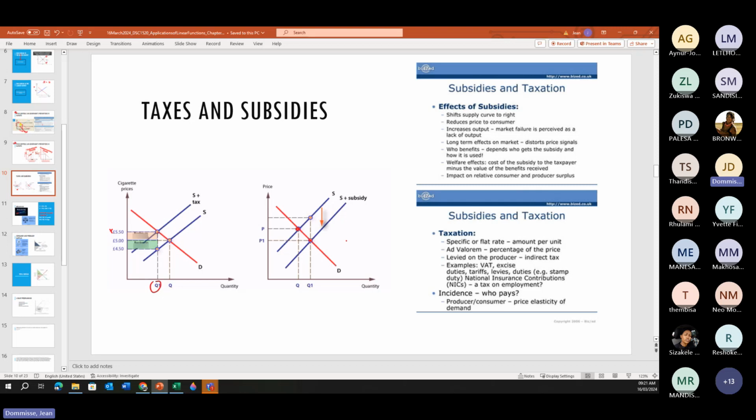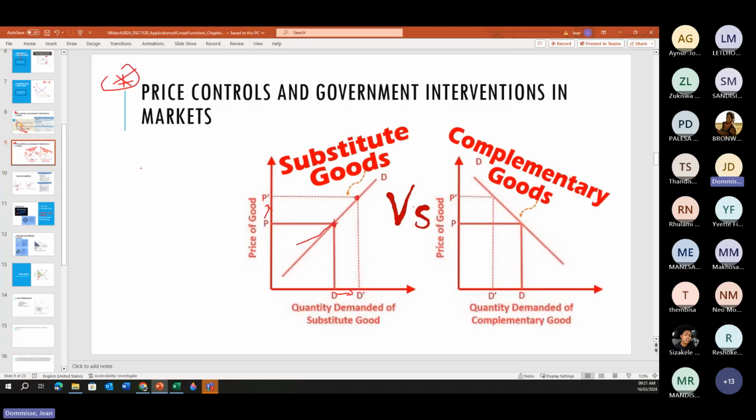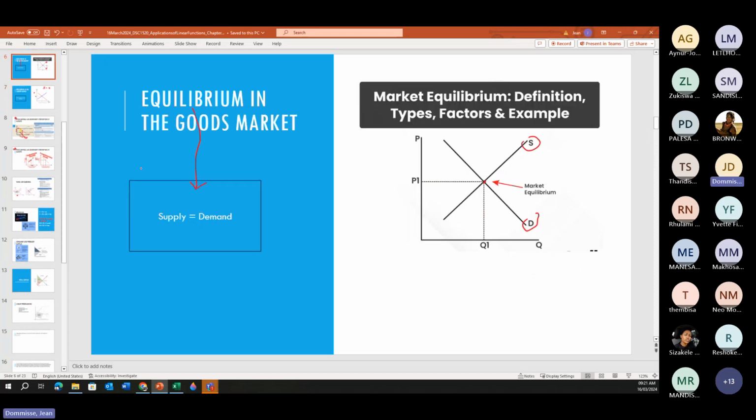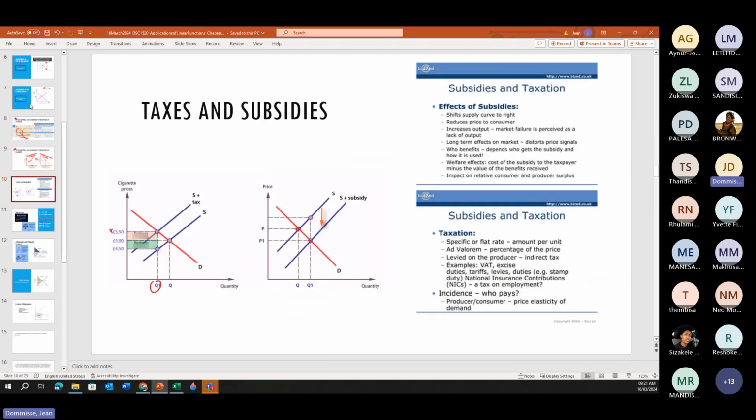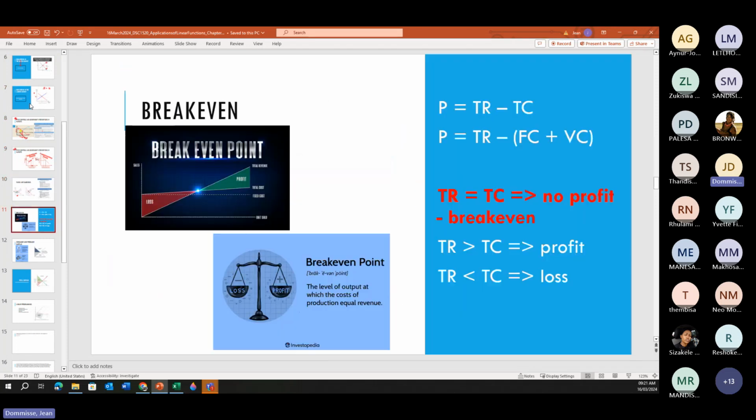The opposite happens with a tax. So with a tax, obviously the price increases. The higher the price, the less people will buy it. Okay, so all of these are still to do with equilibrium. So all of these are to do with supply and demand. Okay, so all still supply and demand.